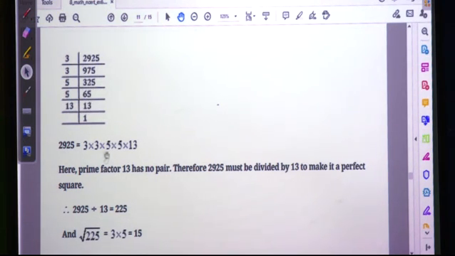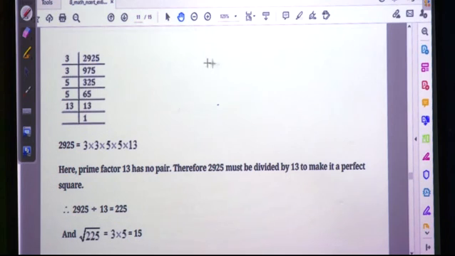Here we can see that 3 is in a pair, 5 is in a pair, 13 is not in a pair. Therefore, 2925 must be divided by 13, because these are in a pair, 13 is not in a pair. So we have to divide by 13, which means that much is reduced. So 2925 divided by 13, it becomes 225. We can do one thing.